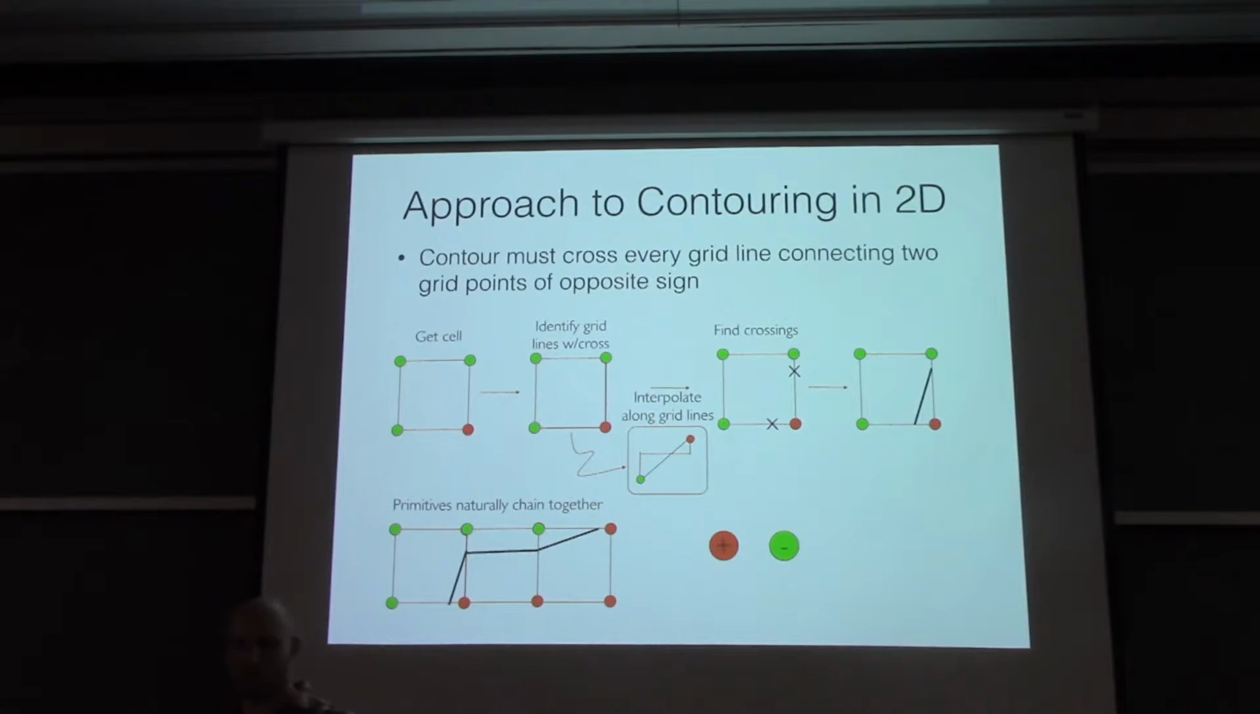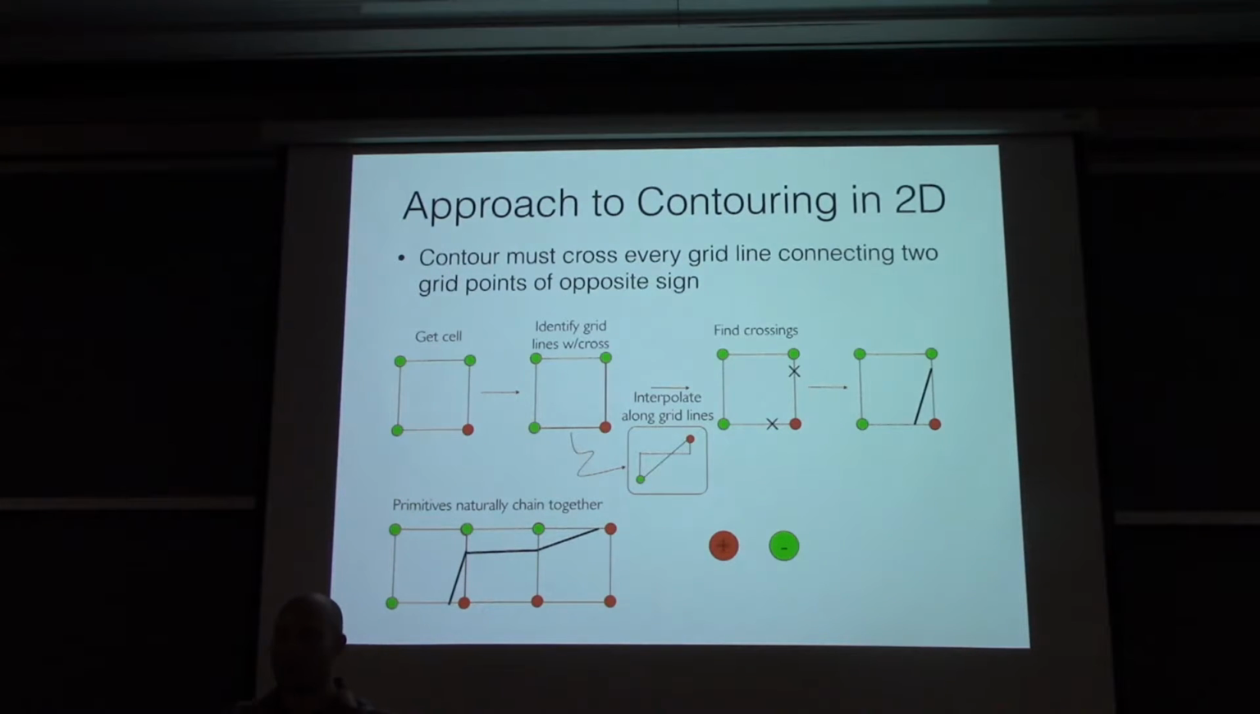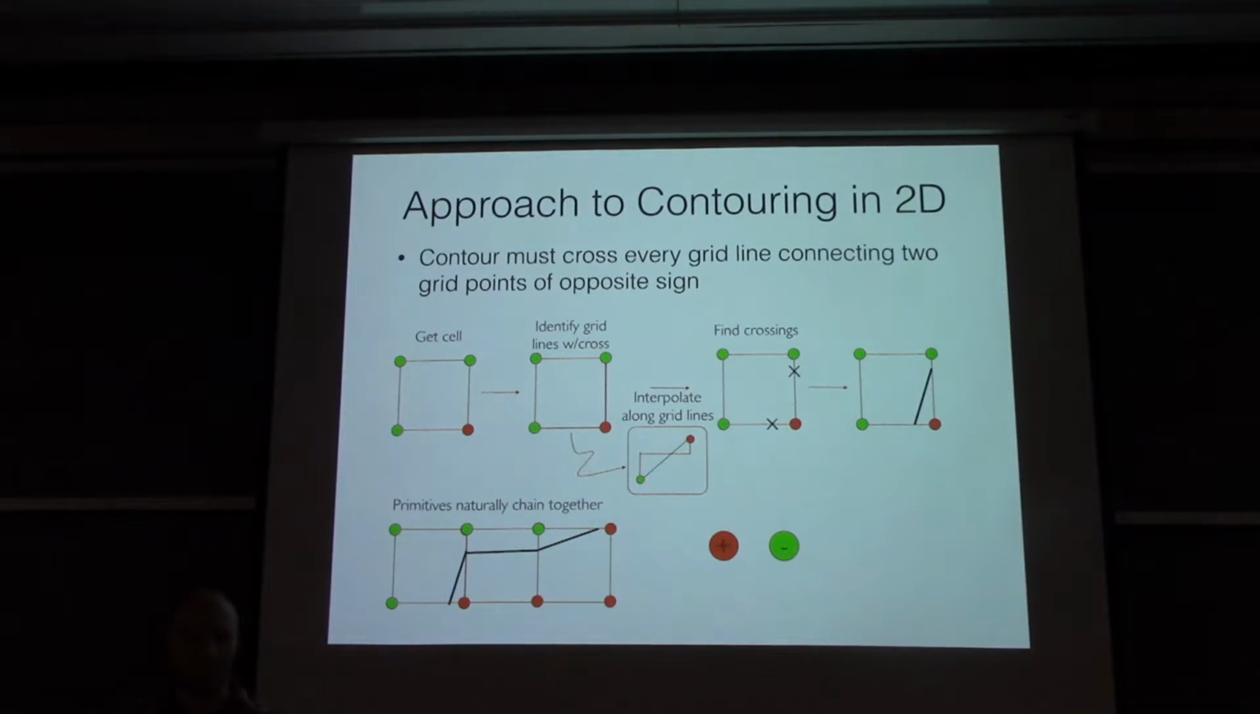In 2D, it's something called marching squares, and it's actually a pretty simple idea. It's really just a process of starting with a cell, then identifying the grid edges where the contour would actually cross, with respect to an iso value. It means that basically one vertex is above, another vertex is below, and then you know you have a crossing. So you find those crossings, and then you connect those crossings. Once you've done that, you just chain them together and you have a polyline.